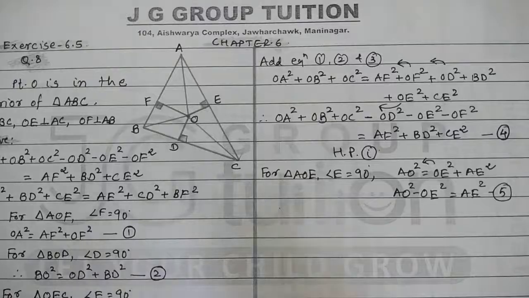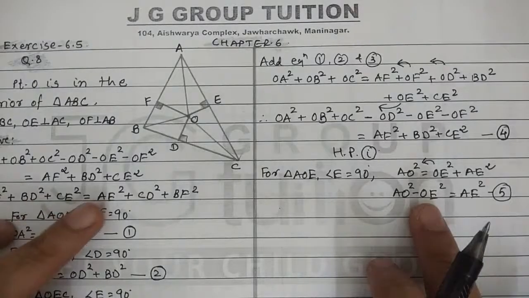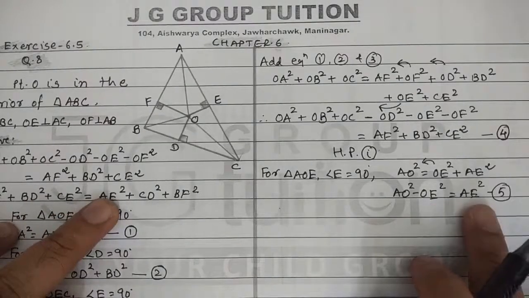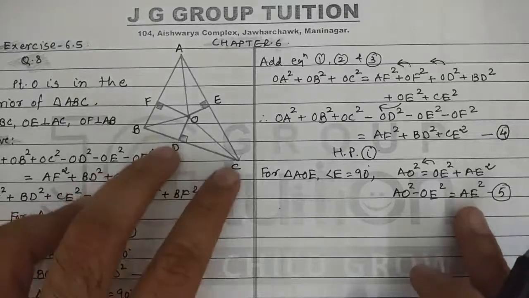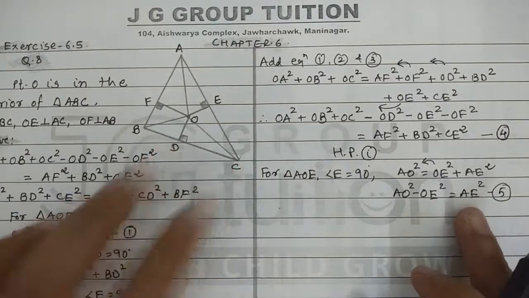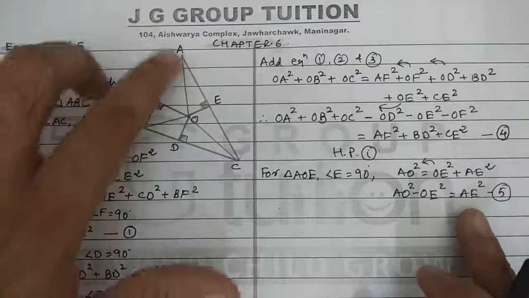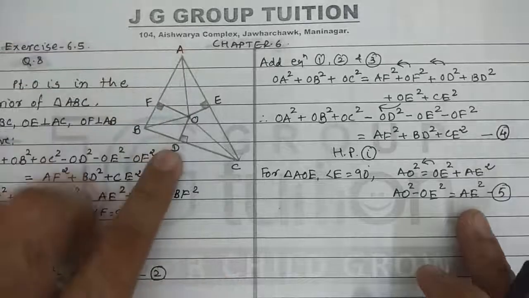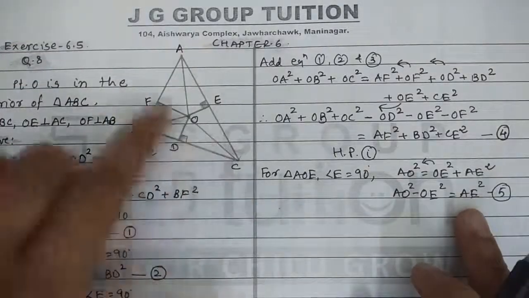Similarly, मुझे क्या चाहिए था, that I'll obtain here. AE square मुझे चाहिए था, मिल गया. अब मुझे चाहिए CD square. So you can see this triangle. I hope you are getting this. हमें AE चाहिए था तो मैंने ये ट्राइंगल लिया. अब मुझे CD चाहिए, so I'll take this triangle.